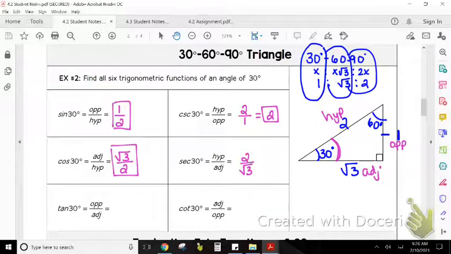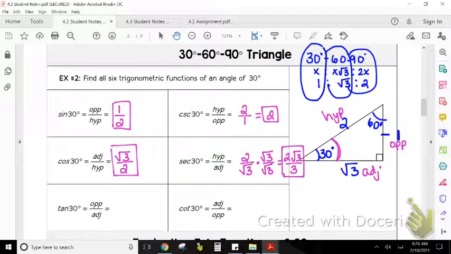Secant of 30 degrees is hypotenuse over adjacent. Remember, now we can't have that radical on bottom, so we're going to multiply the top and bottom by it. So on top we have 2 square root of 3 over the square root of 3 times itself is just going to give us a 3. And we can't reduce it.